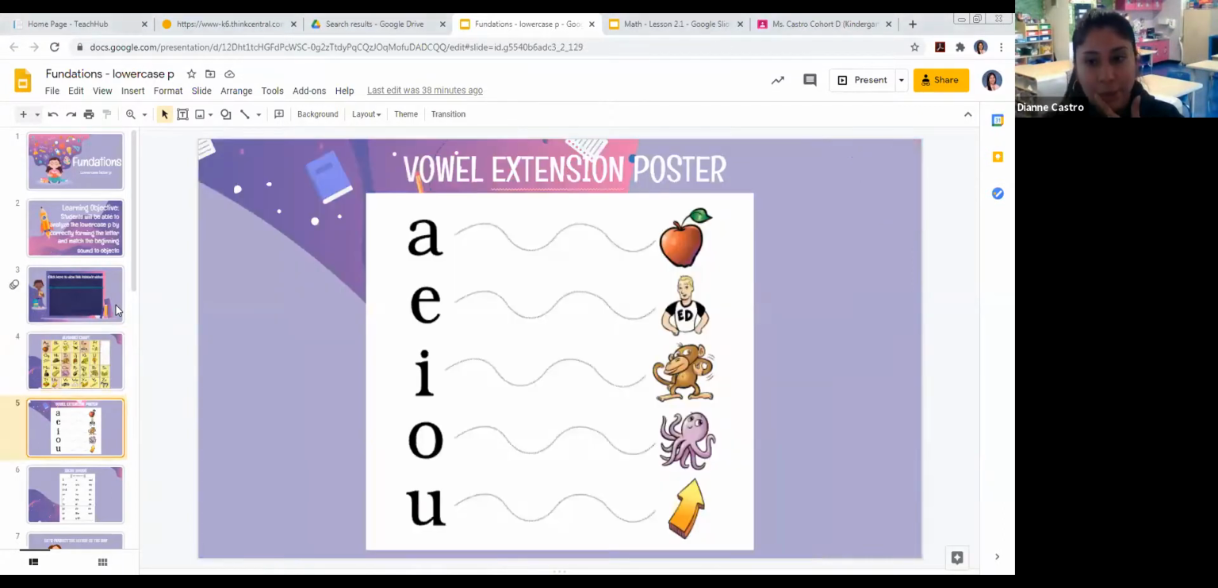before we continue, I want us to do the vowel extension poster. So this is where we practice the 5 vowels, A, E, I, O, U, and we practice stretching out the sound so we can hear exactly what it sounds like. So everyone's gonna practice this in their homes, and you're gonna follow along with Ms. Castro. Ready? So here goes the first one.